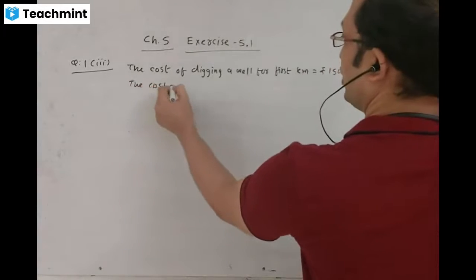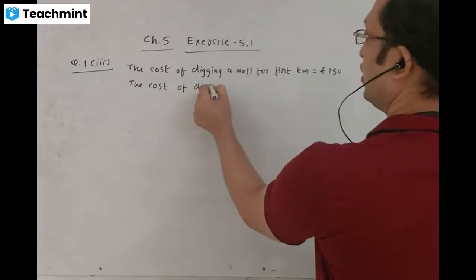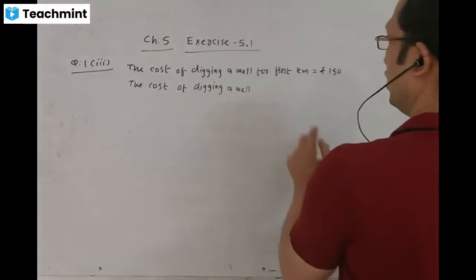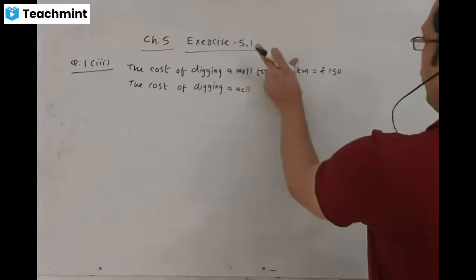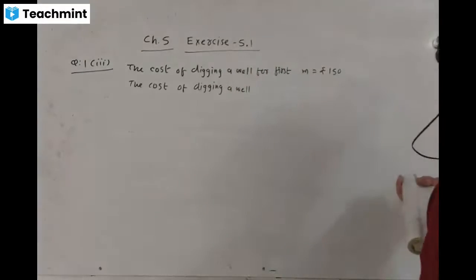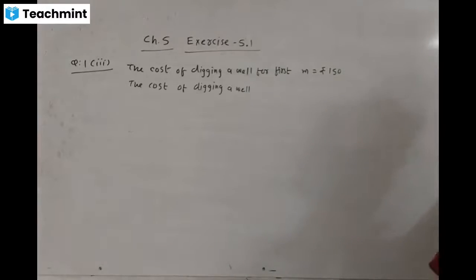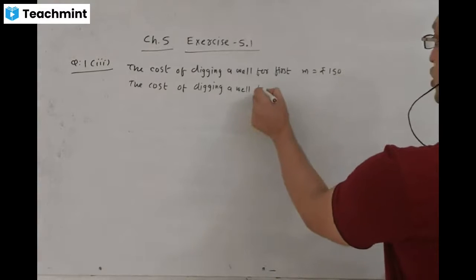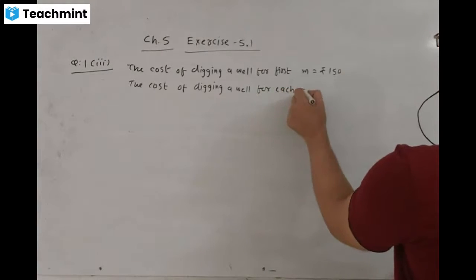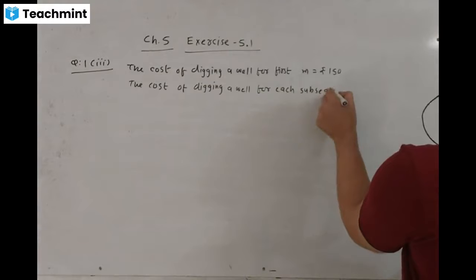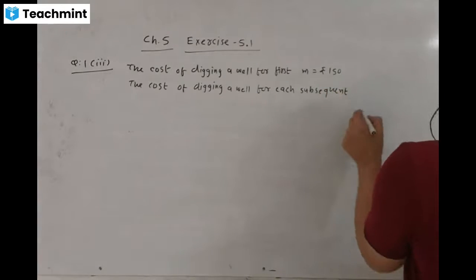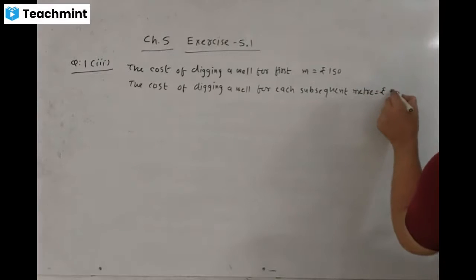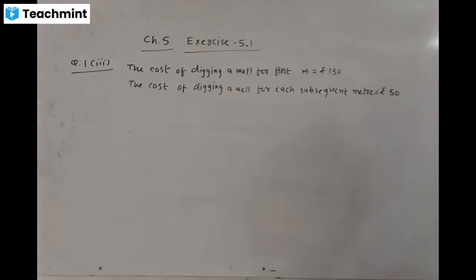The cost of digging a well for the first meter is rupees 150. The cost of digging a well for each subsequent meter is equal to rupees 50.